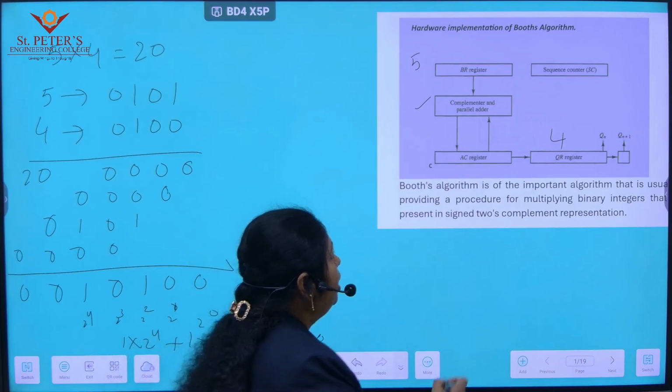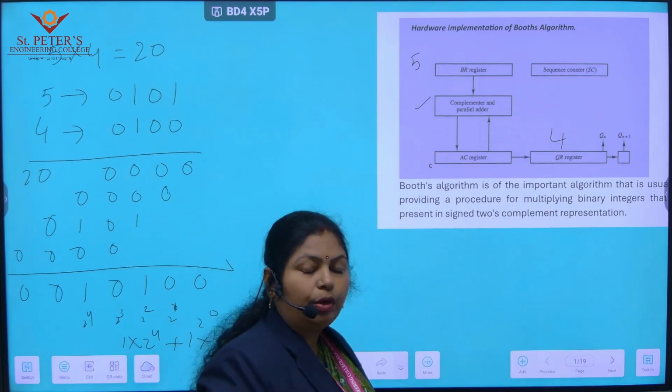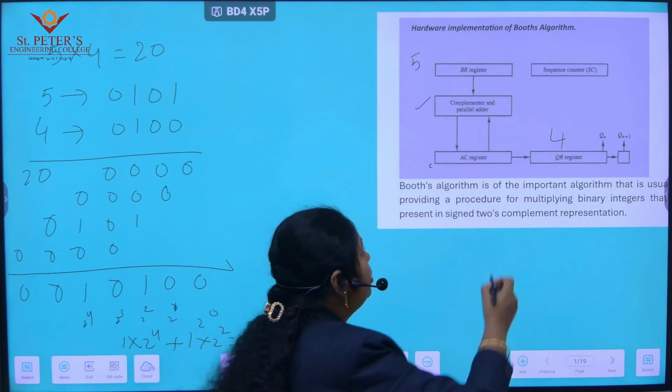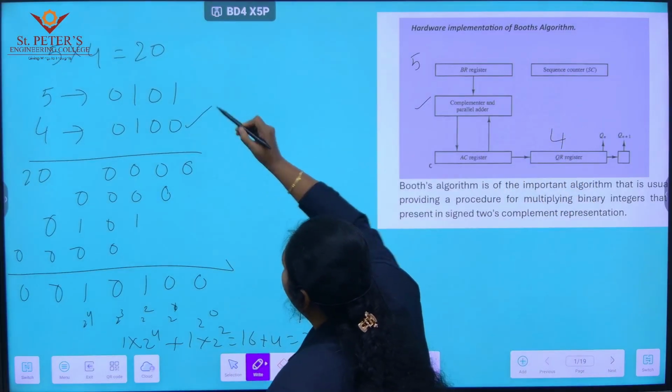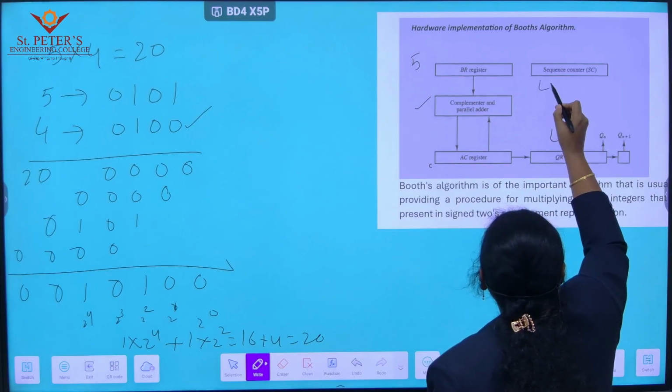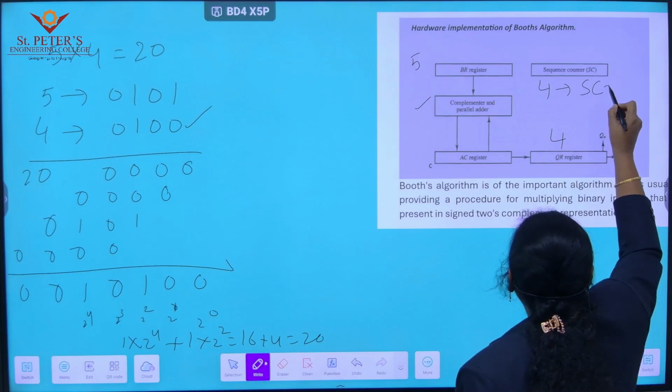Apart from this, we also have a sequence counter. Here, the sequence counter is counting the number of operations. This sequence counter stores the number of bits in the multiplier. Our multiplier is 4, which contains 4 bits. So here, the sequence counter contains 4.